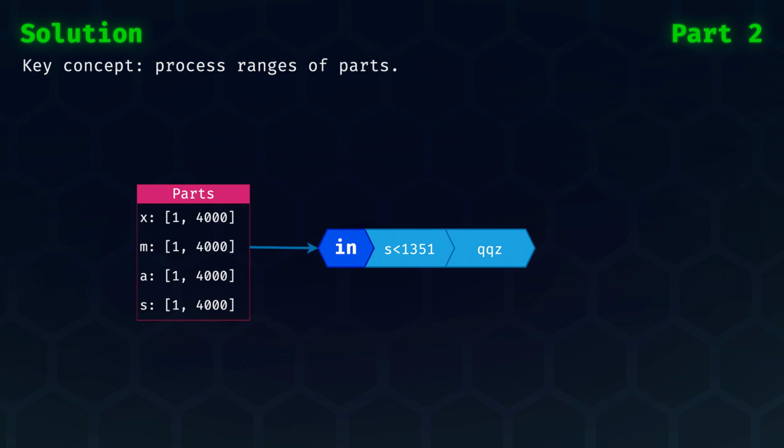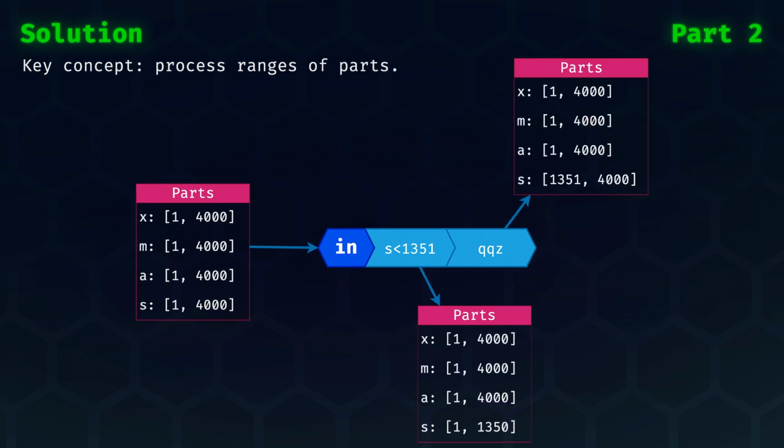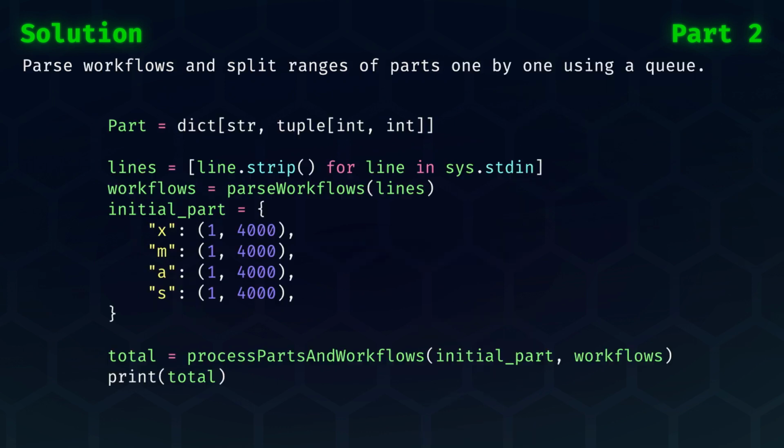Here we consider the first workflow of the example, and we can say that the parts which we consider are all the parts, as indicated by these ranges. Then, at every step in this workflow, we can split up the ranges of the part properties as indicated by the value of the step. So the parts which we split off to the bottom are all parts which have an S value between 1 and 1350.